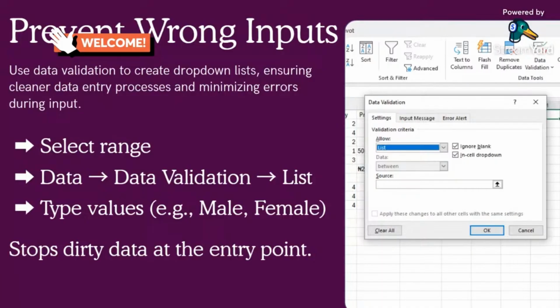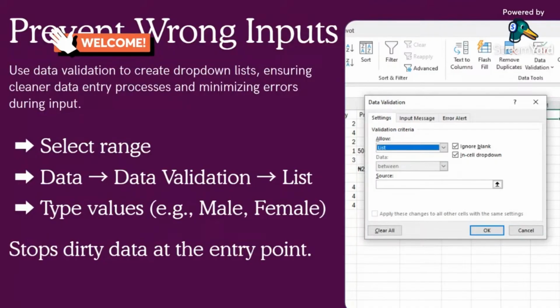What is this data validation? Data validation is used to create drop down lists. With data validation, if you go and type in a wrong format, a wrong word inside the cell, it will not accept it. So what does this do now?